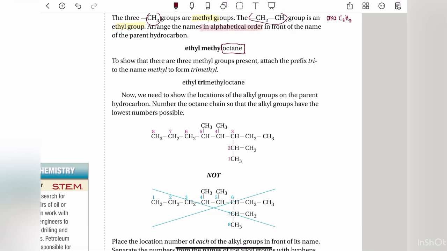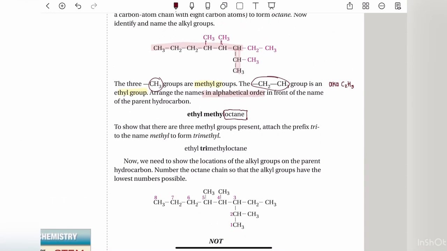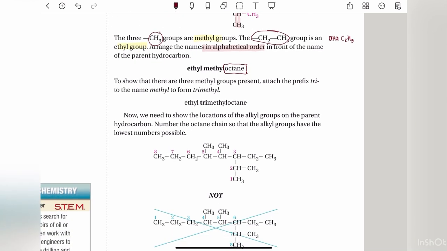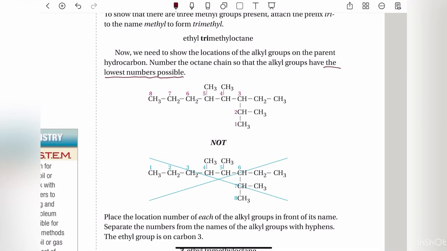And now we need to show the locations of the alkyl groups on the parent hydrocarbon, because we need to identify where these alkyl groups can be found. Number the octane chain so that the alkyl groups have the lowest numbers possible. Now this is getting interesting. We have to number them this way and not this way because this way the first methyl group falls under the number 2. Then the ethyl group is 3, and then the other 2 methyl groups are 4 and 5. If we were to number them from here to here, the first 2 methyl groups would have the numbers 4 and 5, which is the opposite of what we need.